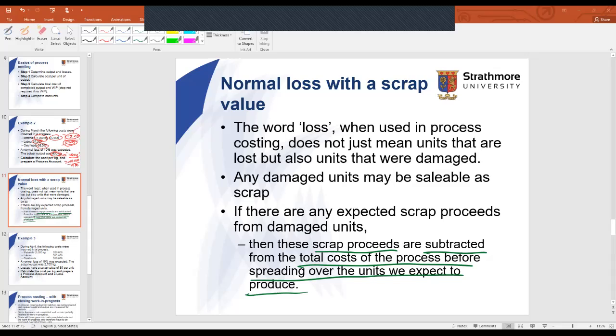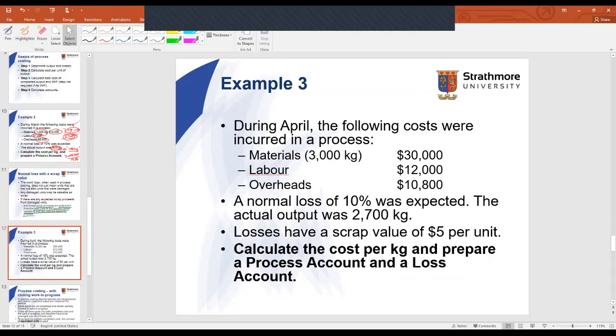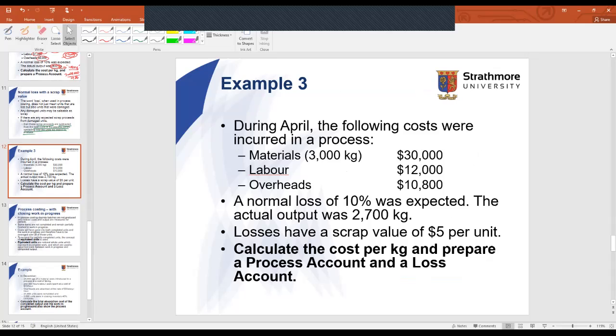I'm done. So therefore we deal with the normal loss units.